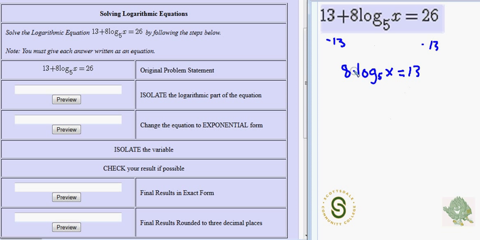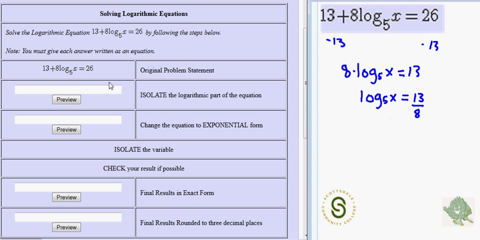Because the 8 is being multiplied, I need to divide it to the other side. If I divide the left-hand side by 8, I'd be left with this. 8 divided by 8 is 1. No one writes the 1. If I divide the right-hand side by 8, I'd have 13 eighths. So I'm done with the first step. I've isolated the log part of the equation.